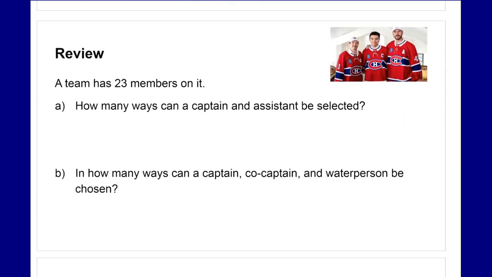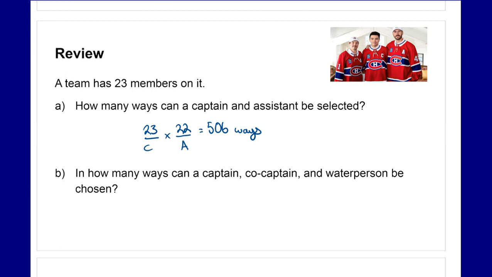A team has 23 members on it. How many ways can a captain and assistant be selected? Well, in this case, looking at the captain and the assistant captain, we have 23 possible players to be picked for the first one, multiplied by 22 for the assistant, because assuming that the captain is picked, they also can't be the assistant. So there's 506 ways.